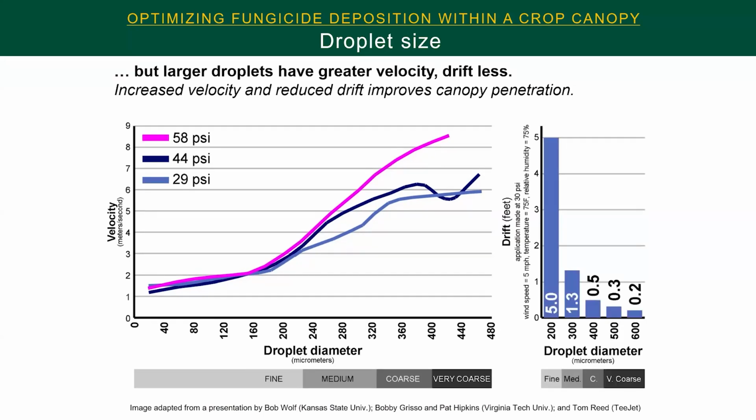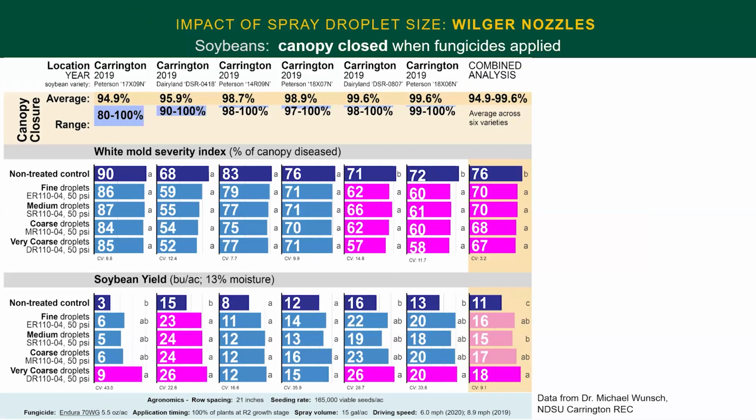The other thing is thinking about drift. I'm sure many of you have heard this from weed scientists around your area, but the lower the droplet size and diameter, the greater the risk there is for drift. Now, the greater the size of that droplet, the lower the risk there is for drift.